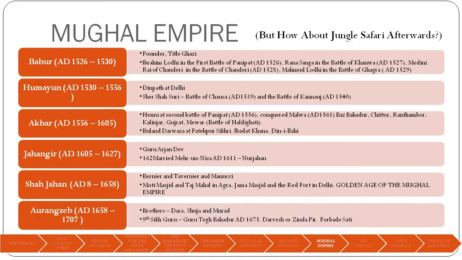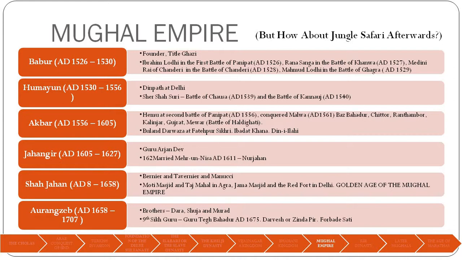And lastly, Aurangzeb. Aurangzeb became victorious after the brutal war of succession among his brothers Dara, Shuja and Murad. The ninth Sikh Guru, Guru Tegh Bahadur, was executed by him in AD 1675. He was called Darvesh or a Zinda Peer. He forbade Sati.